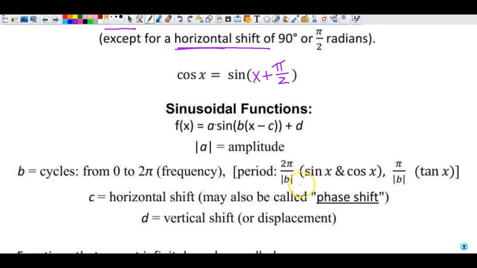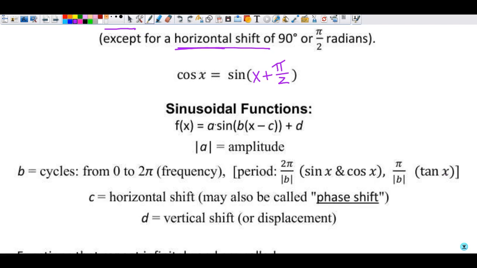And then the period: your normal period for a parent function of sine and cosine is 2 pi. So to figure out what the actual period is, if there is a horizontal stretch or compression, you would take that normal period and divide by the absolute value of b. But we just looked at on the other page that your normal period for tangent is pi. It's not 2 pi like sine and cosine.